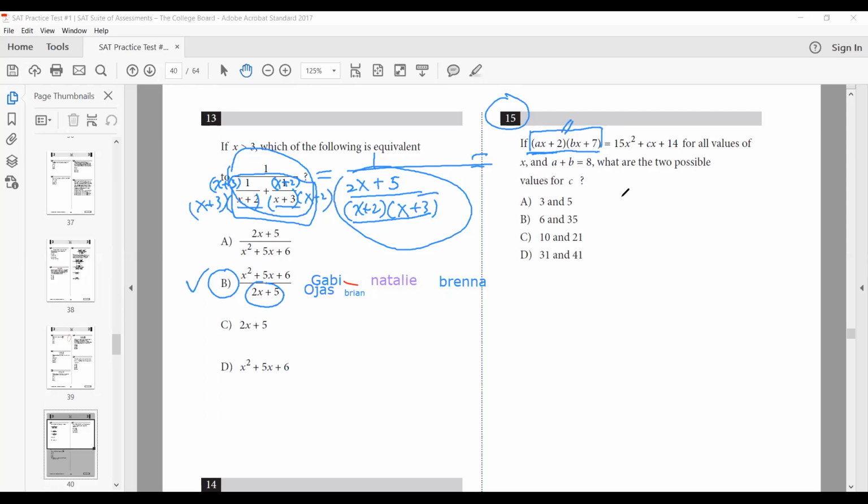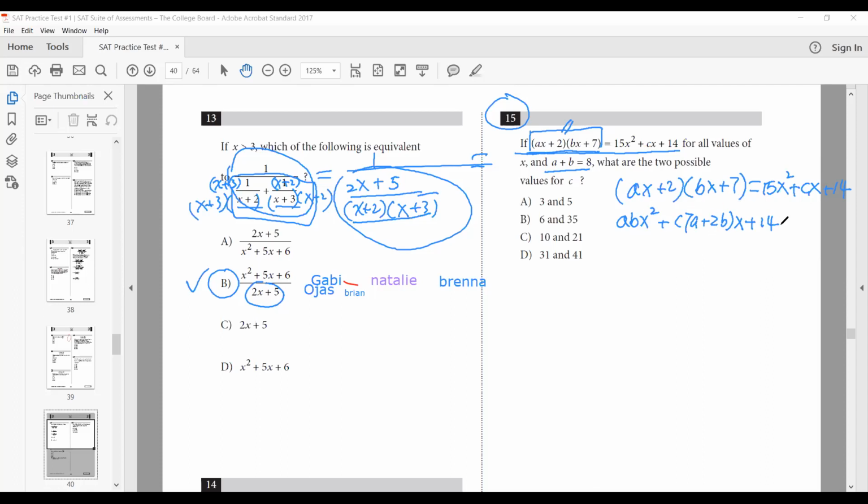Let's be a little bit challenging here, because they do multiple things. Firstly, they give you one equation, and the second equation says a plus b equals 8. How can we do that? Let's do the first equation first: ax plus 2 times bx plus 7 equals this. First, we need to distribute this inside. We get abx squared, then 7ax plus 2bx, and 14, right?